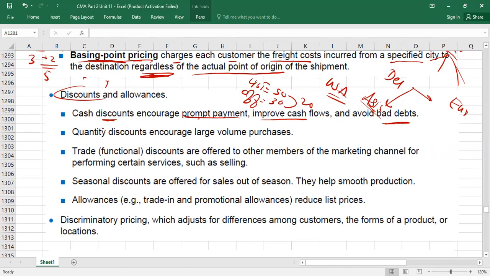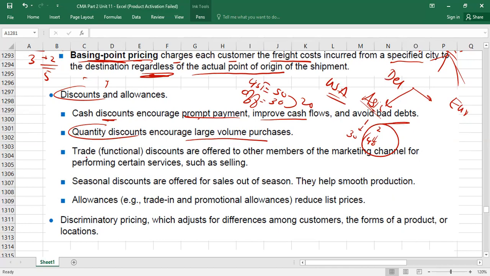Then, guys, you have a quantity discount. Quantity discount encourages large volume purchases. I'm just giving an example. For example, we are saying that if you buy one shirt, the price is $30. But if you buy two shirts, the price is $40. So obviously people will buy two shirts now, right? This is what is called quantity discount. Here we are trying to encourage our customers to buy more units from us.